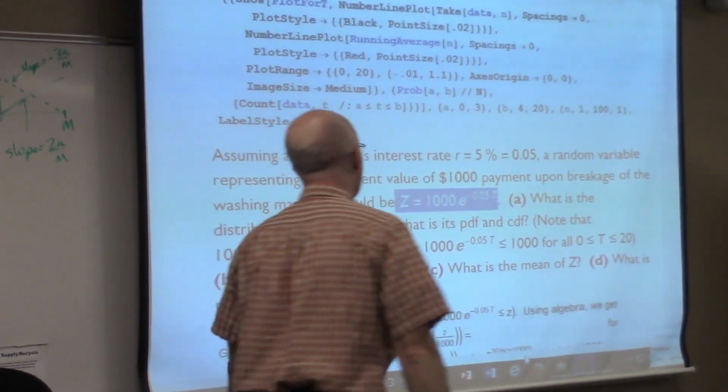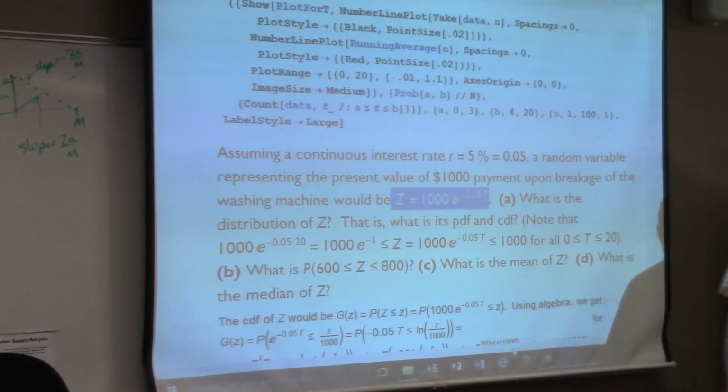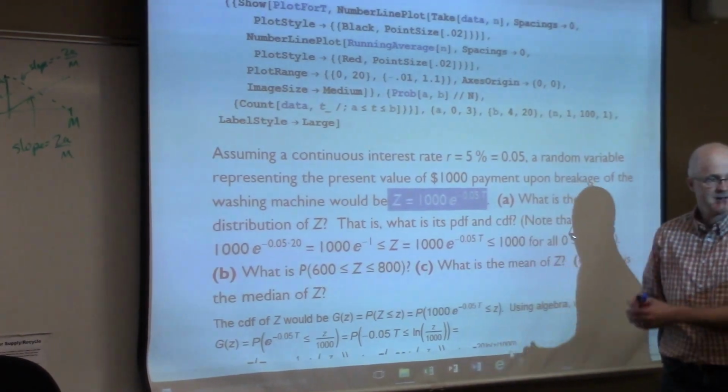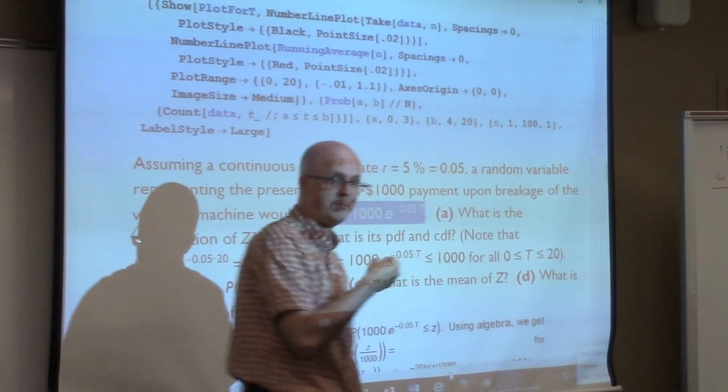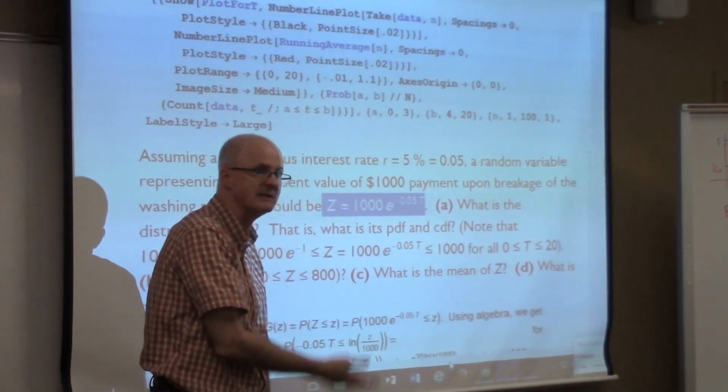Whatever that random time, capital T, is, if you calculate this, assuming a 5% interest rate, compounded continuously, that'll be the present value. We're taking $1,000 and pulling it back in time by capital T years. But since capital T is a random variable, so is Z.